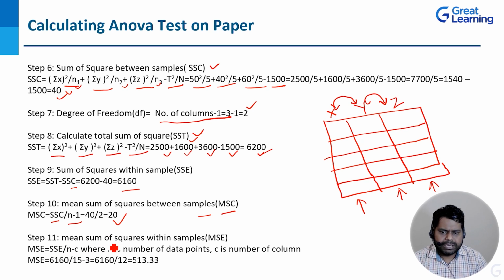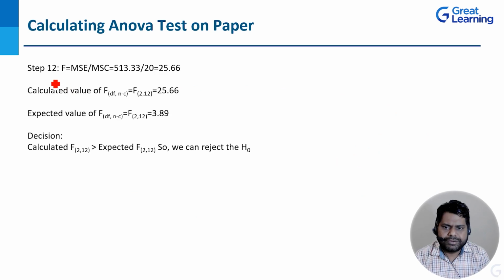Now next we will calculate the mean sum of squares within the sample. So MSE is equal to SSE divided by n minus c, where n is the number of data points and c is the number of columns. So MSE is equal to 6160 divided by 15 minus 3, that is 6160 divided by 12, that is nothing but 513.33.